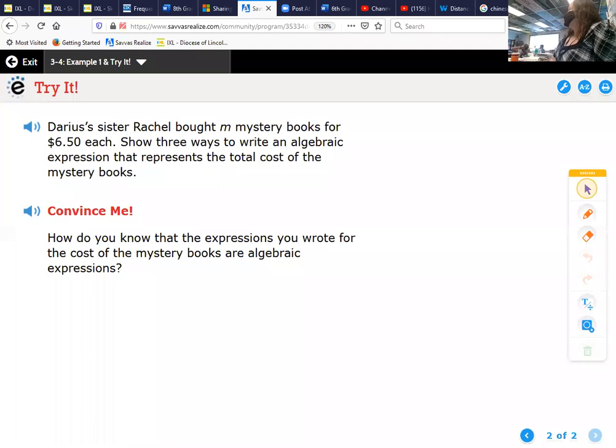Darius's sister Rachel bought m mystery books for $6.50 each. Show 3 ways to write an algebraic expression that represents the total cost of the mystery books. You're going to have an algebraic expression, so you'll have a number and a letter. And you have to do it 3 ways. There's actually 4 ways you could write it.